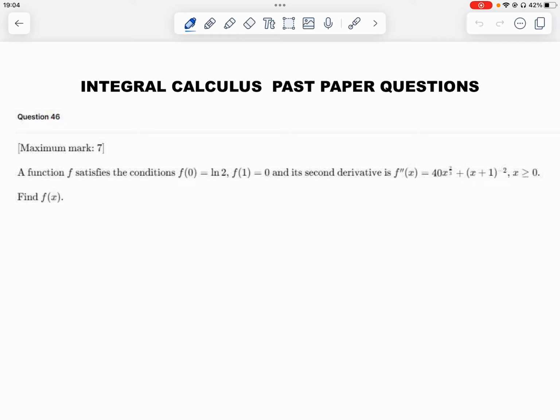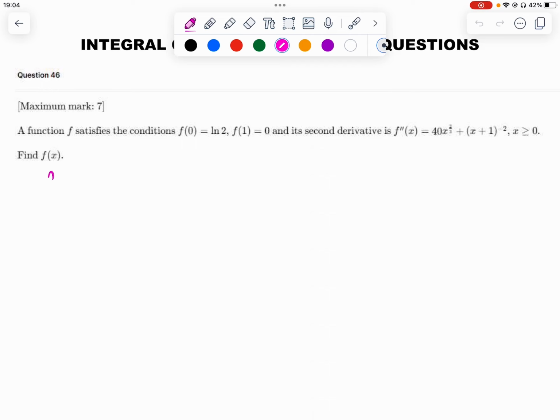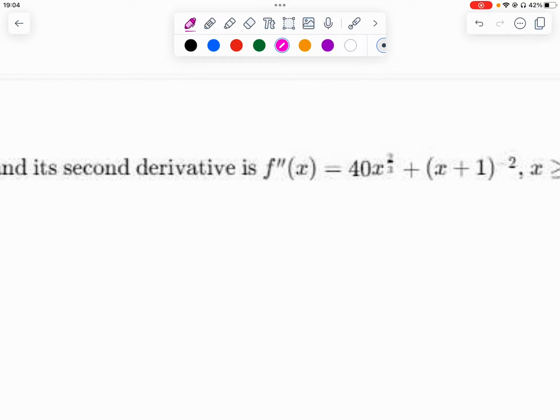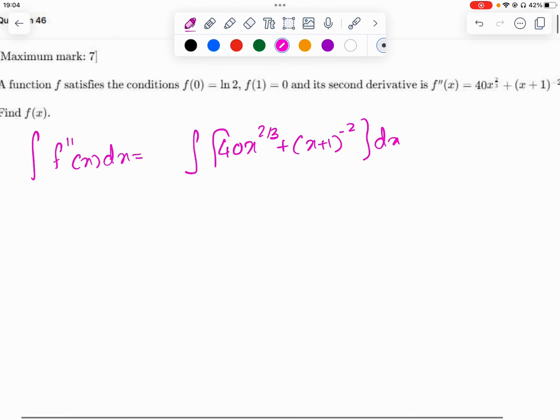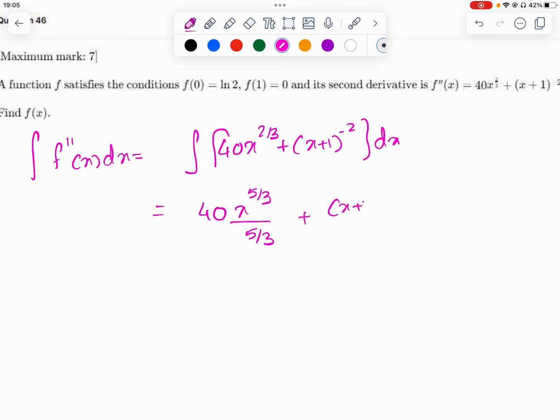So now what am I doing? I am going to do the integral of the second derivative. Whenever I do the integral of the second derivative, it gives me the first derivative. So the integral of 40 x power 2 upon 3 plus x plus 1 whole power negative 2. What does that become? 40 x power 5 upon 3 upon 5 upon 3 plus x plus 1 whole to the power of negative 1 upon negative 1, plus a constant a.